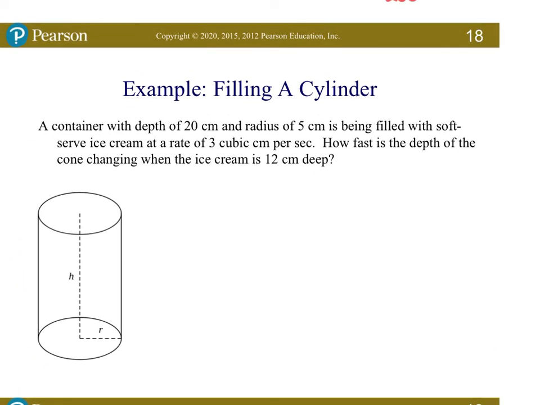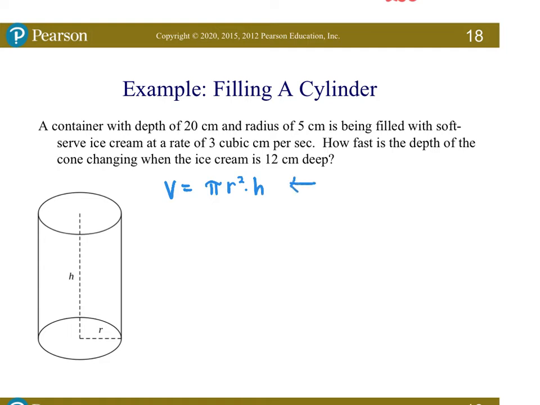All right, let's look at a cylinder. We've got a lot of numbers in a cylinder container: it's 200 centimeters tall, radius of 5, filled with ice cream. Now we want to ignore those numbers and just start with what we know about the geometry of a cylinder. So volume is pi r squared times h.